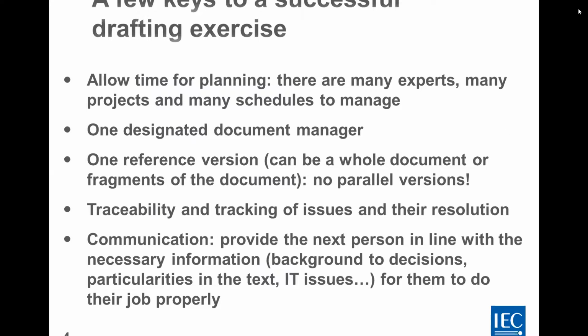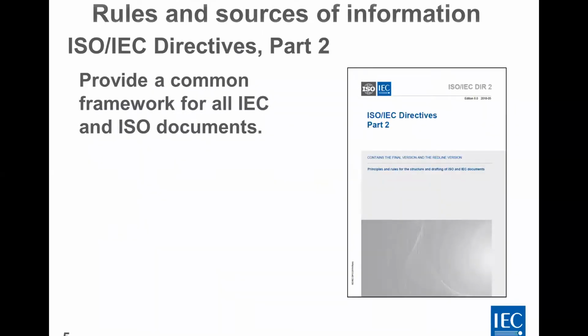So, next, let's have a look at some of the rules and sources of information for your work. The primary source of rules and information concerning ISO and IEC documents is the ISO IEC Directives Part 2. This provides a common framework for all ISO and IEC documents. Gives us common methodologies within the whole of the standards world.